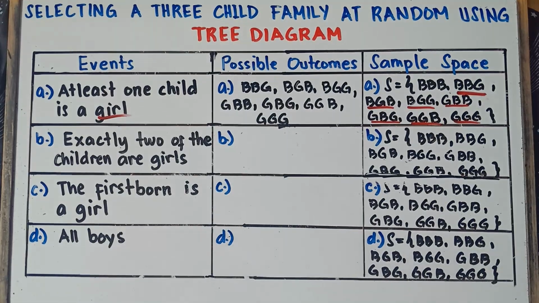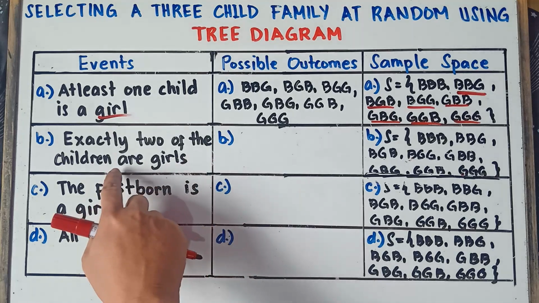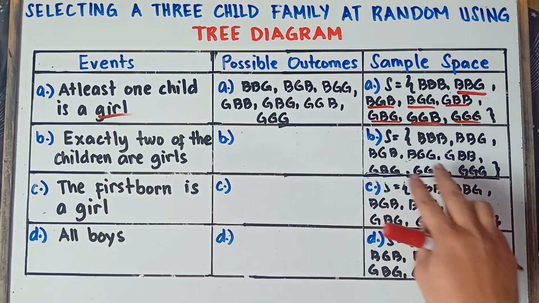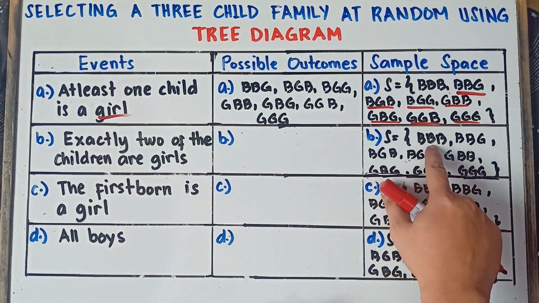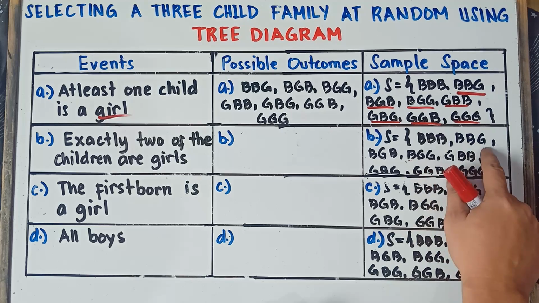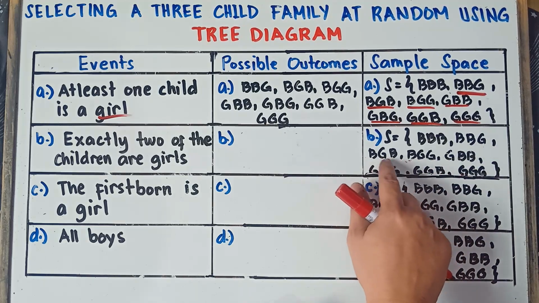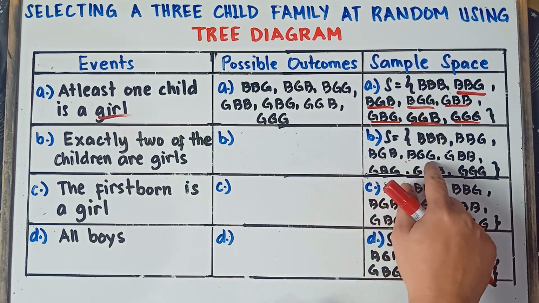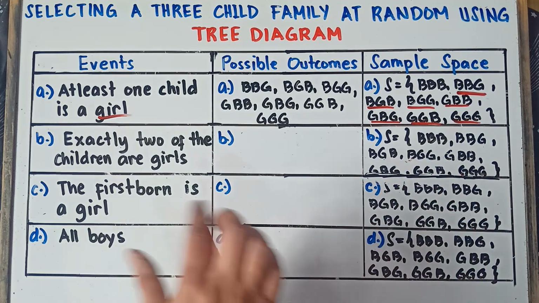Alright, so let's proceed now to letter B. Exactly 2 of the children are girls. So look at the sample space. So first one, we have all boys. Nope. How about this one? 2 boys and then 1 girl. Nope. Boy, girl, boy. Nope. Only 1 girl. So this one boy and then 2 girls. Yup. We can have this one as our outcome.